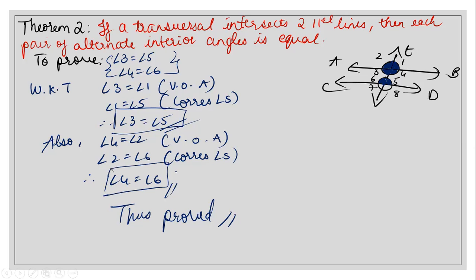That's proved. Easy, simple. First we said that angle 3 is equal to angle 1. Then angle 1 is equal to angle 5. Substituted the values, angle 3 is equal to angle 5. Similarly, angle 4 is equal to angle 2, angle 2 is equal to angle 6, so angle 4 is equal to angle 6. So that's proved. I think this theorem was one of the easiest, right? So now let's see what is theorem number 3.